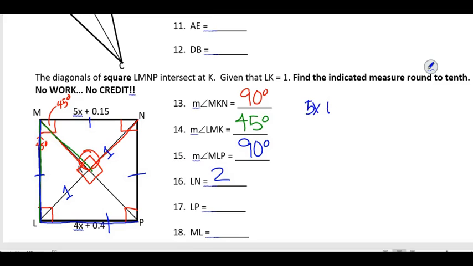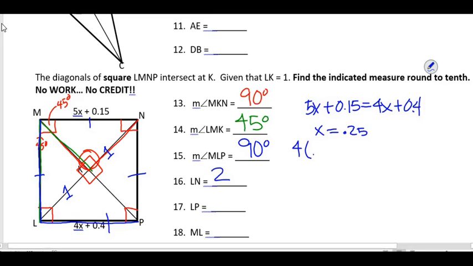So 5x plus 0.15 is equal to 4x plus 0.4. So 4x minus 5x is x. And then we're going to subtract 0.15 from 0.40. So that's going to give us 0.25. Then we have to plug that back in for LP. So that would be 4 times 0.25, which would end up being 1, plus 0.4. So that's going to be 1.4.